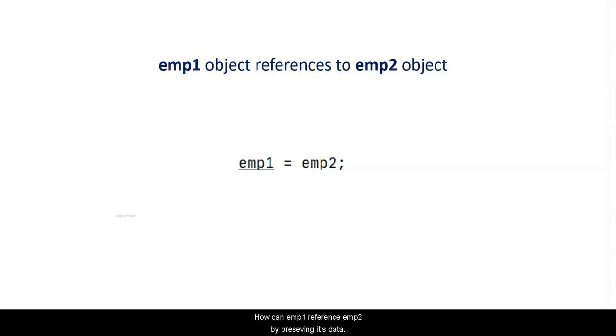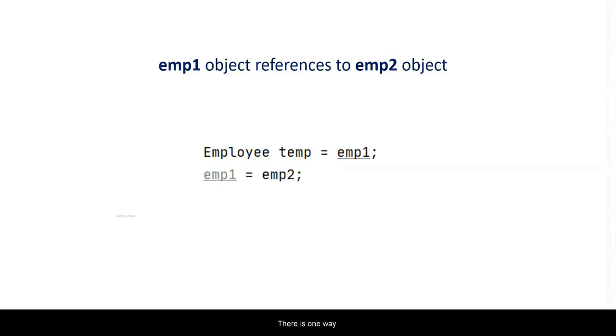How can emp1 reference emp2 by preserving its data? There is one way. Here a temp variable has been created referencing emp1, and emp1 referencing emp2. Here emp1 is not lost. It is being stored in the temp variable. But what if we have to make a reference between thousands of objects? Creating a temp variable for all of them will make the program unmanageable. Java is an object-oriented programming language. Hence, how can we achieve this in an object-oriented way?